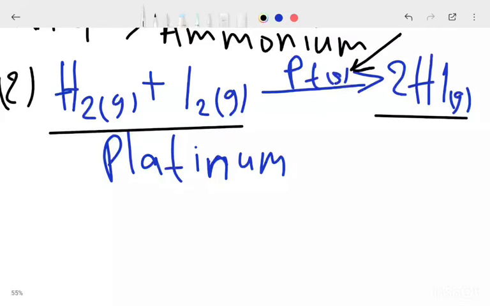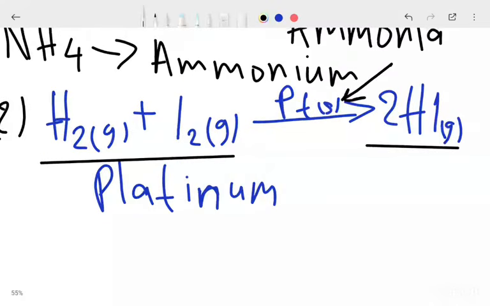So take note. Now you can identify, right? If you see a chemical reaction, you will easily notice that this one is homogeneous, this one is heterogeneous. So for the formation of hydrogen iodide, the catalyst used is what? Platinum, right? Take note.